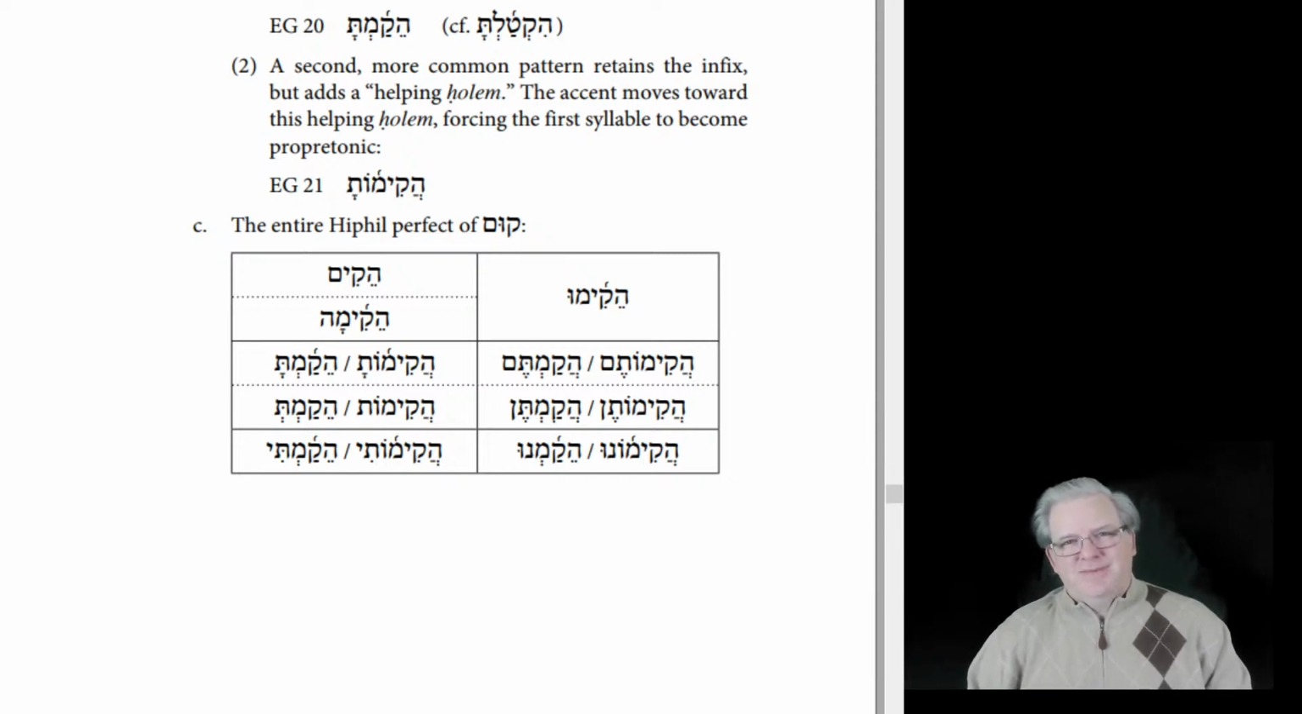You have to learn three paradigms. Katal, Hiktil, right? You have to learn Yashav, Hoshiv, and you have to learn Kum, Hakim, and then the appropriate helping holum thing.